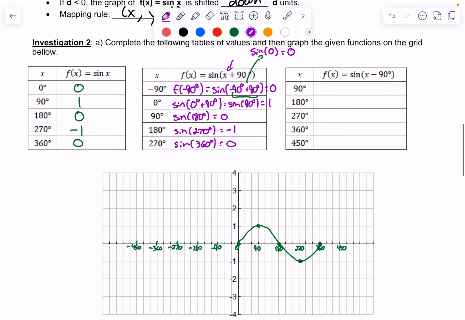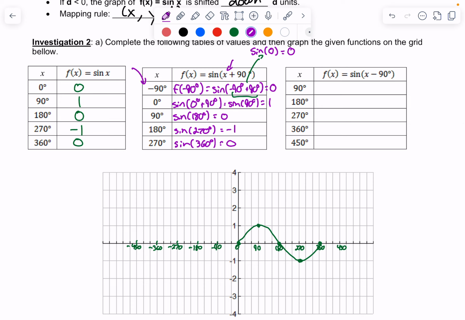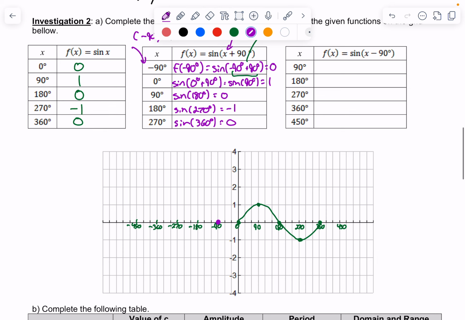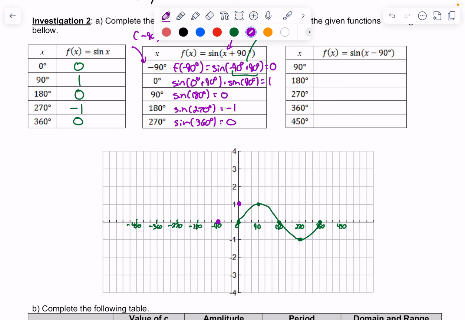So if we plot those points, and remember you're starting at -90 because that was the first point. So in this case, you're plotting -90 and 0. So -90 and 0 right here. Then you're plotting 0 degrees and 1, so right up here. 90 degrees and 0, right here. 180 and -1. And then 270 and 0. There we go.